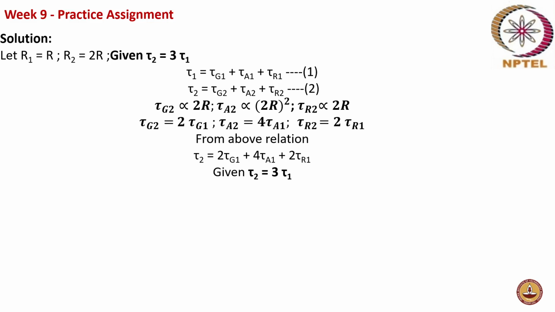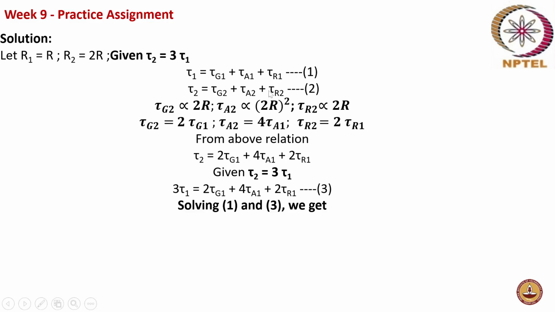And also we have tau 2 is equal to 3 times tau 1. So substituting that in the above expression, you will get 3 tau 1 is equal to 2 tau G1 plus 4 tau A1 plus 2 tau R1. Right? So solving 1 and 3.